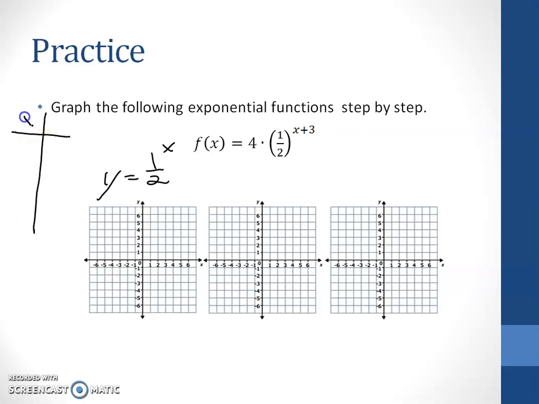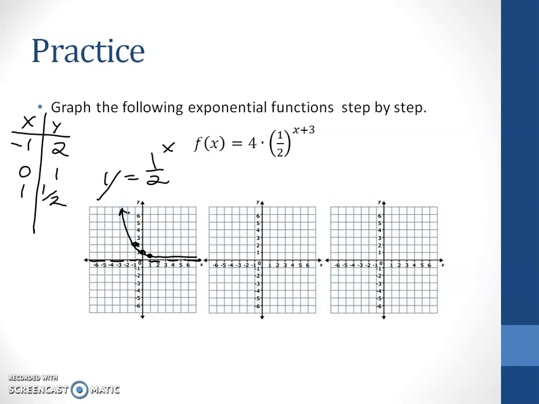Okay, so I'm going to make my table, negative 1, 0, and 1. 0 always goes with 1. 1 goes with 1/2. Negative 1 goes with the reciprocal, and the reciprocal of 1/2 would be 2. So negative 1, 2, 0, 1, 1, 1/2. Don't forget your horizontal asymptote. And there we go. Fraction just kind of makes it flip there.